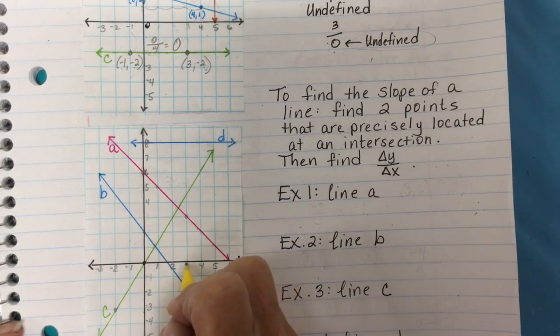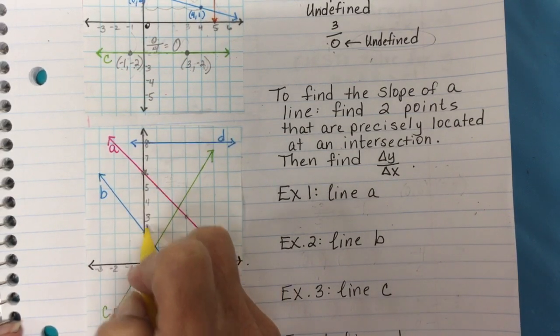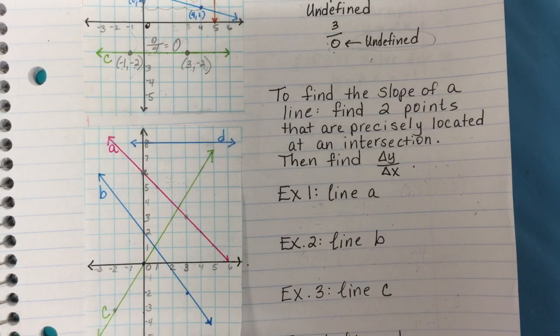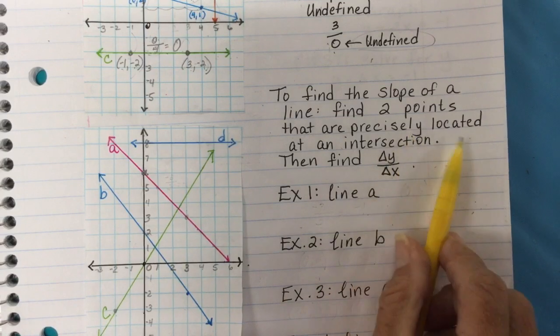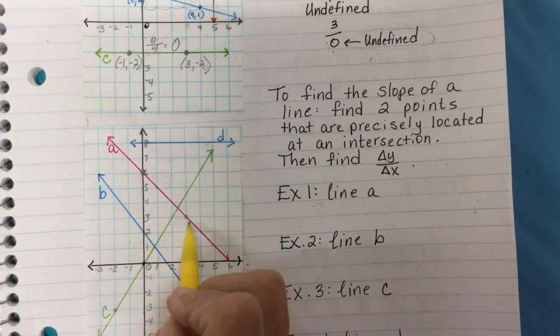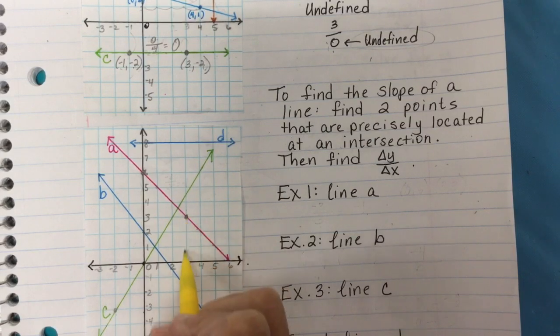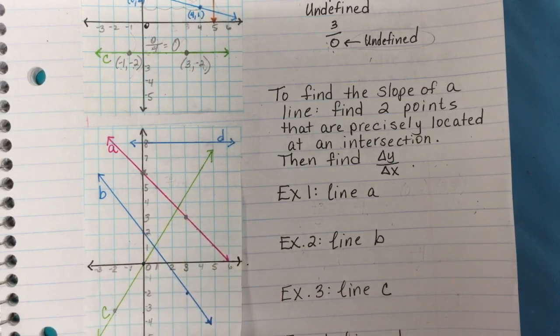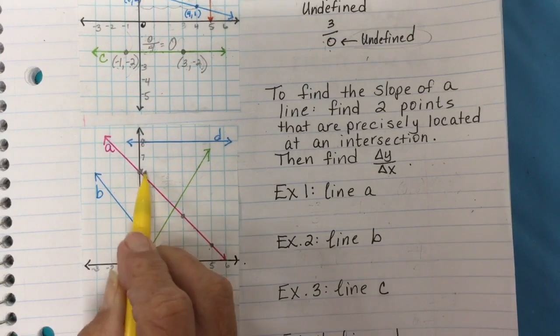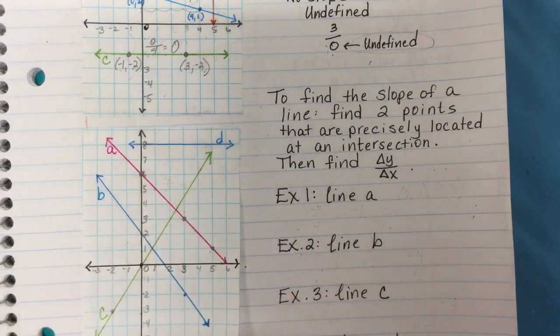Hold on, some of my numbers got erased. We want to calculate that slope, and so we're going to pick 2 points that are precisely located at an intersection. So I picked this one right here, 3, 3. See, this point is exactly at 3 and 3. Or I could have gone over here and did 5, 1. See, that's located precisely at the location of 5, 1. Or up here, 0, 6 is a good spot.